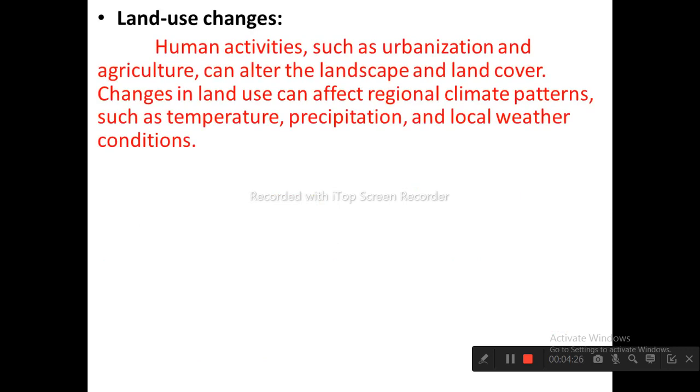Next one is land use changes. Human activities such as urbanization and agriculture can alter the landscape and land cover. Changes in land use can affect regional climate patterns such as temperature, precipitation, and local weather conditions.